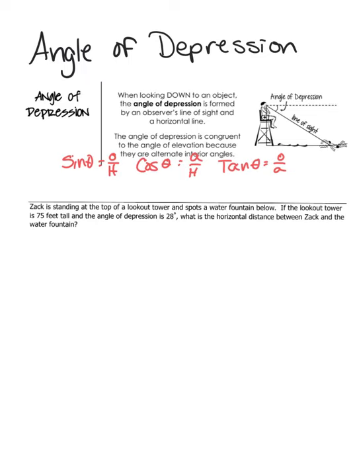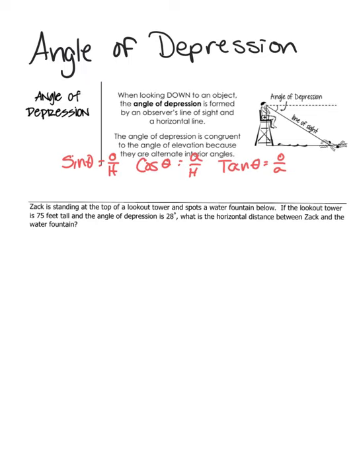Okay, so the last example for this video says that Zach is standing at the top of a lookout tower and spots a water fountain below. The lookout tower is 75 feet tall and the angle of depression is 28 degrees. What is the horizontal distance between Zach and the water fountain?